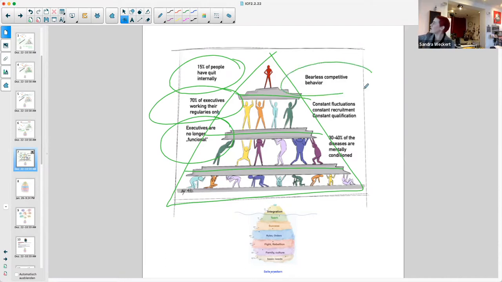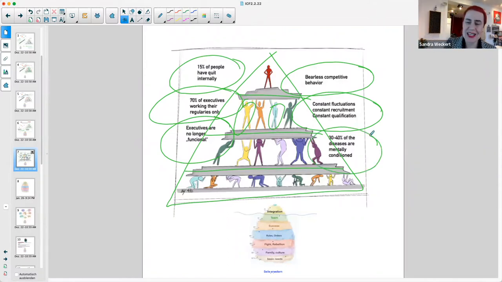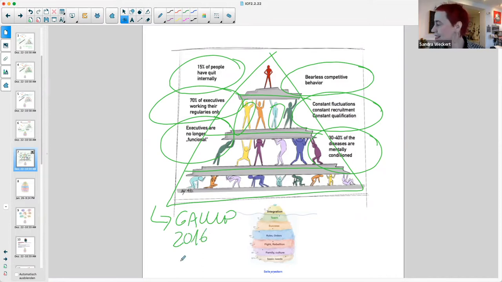Of course, everyone in the whole system competes with each other. And that means that you have constant fluctuation, constant recruitment, and constant qualification in order to make the thing go round and round and round. And the most fearful fact is that 30 to 40% of the diseases are mentally conditioned. Mentally, 30 to 40%. Those numbers that you see here are out of a Gallup study in the year 2016, which means we do not know what Corona has done to these numbers, but I suppose it has not gotten better.